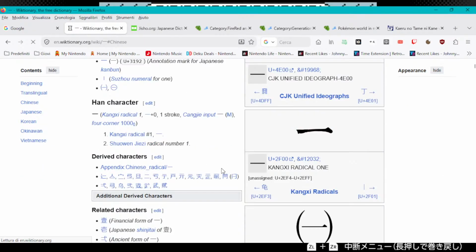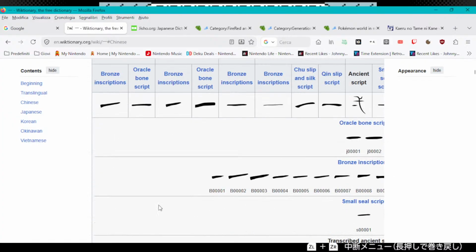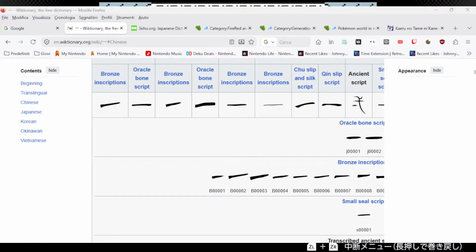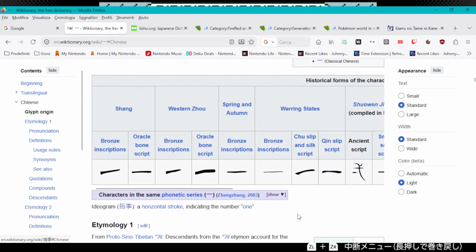After all this time, we're finally studying the kanji for one, particularly funny. Usually it's one of the first kanji you study. Why? Because it's straight up a horizontal stroke, and that's it, indicating the number one. And of course, they actually start with the numbers.